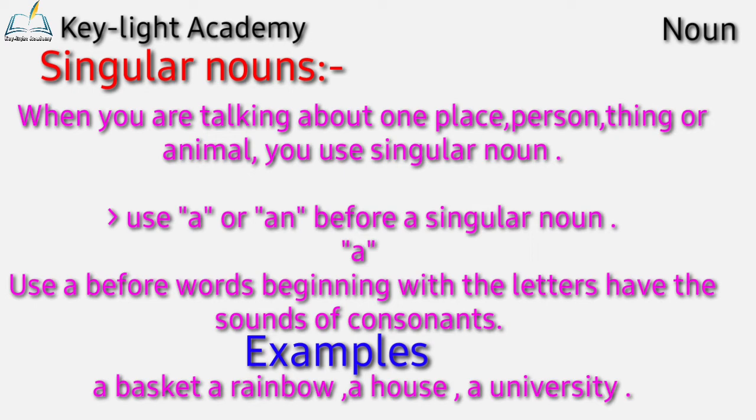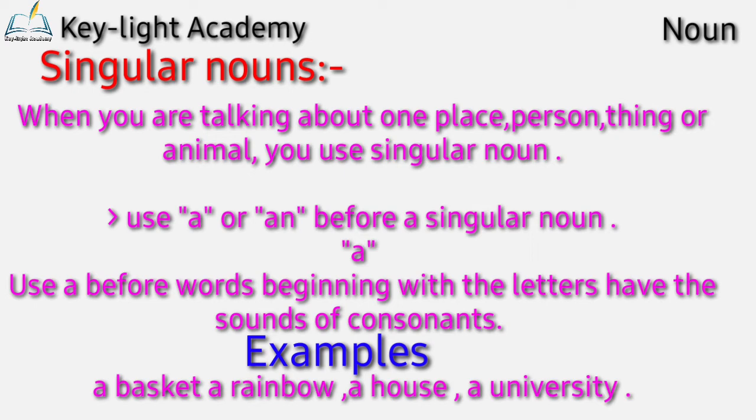A is used before words beginning with letters that have the sounds of consonants. For example, a basket, a rainbow, a house. We're talking about one house. A university. Wow, university begins with U, and we use a, because the U is pronounced like a consonant.